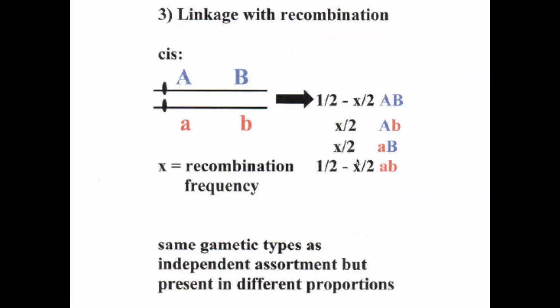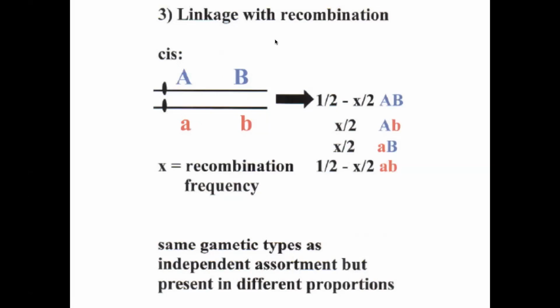So now let's look at linkage with recombination. So it's the same dihybrid genotype. You're heterozygous for A and heterozygous for B. And here we're stating that we have cis linkage. Okay, so this is what the genotype looks like. So what's going to happen? Now we're saying that the distance between A and B is great enough that during a meiotic event they can recombine.